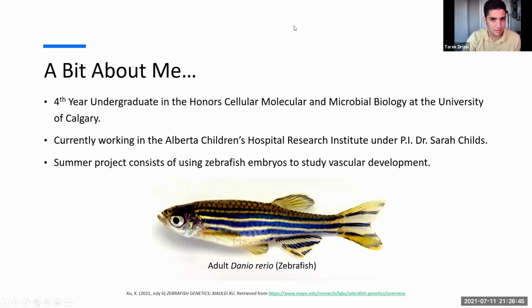So is everyone able to see my cursor here? Yeah, okay, so this is an adult zebrafish. Normally we would study the embryos, but of course you need adults to make embryos.